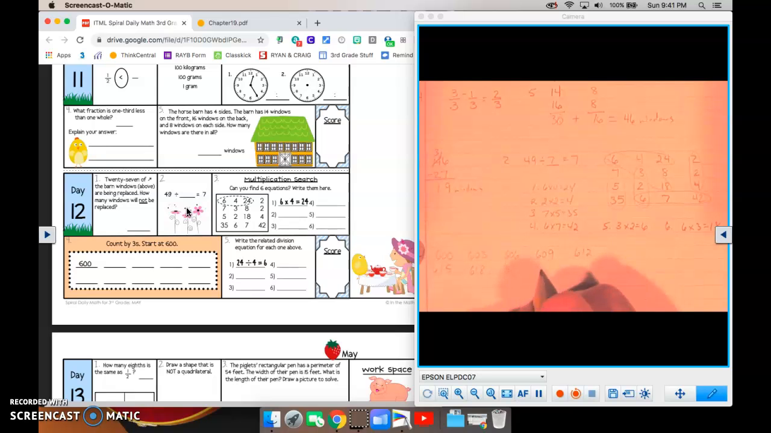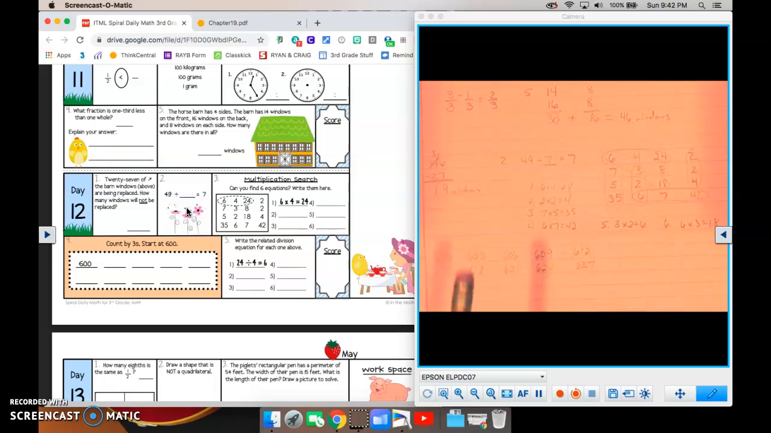621, 624, 627. So if you look at it, it's really just counting by threes, right? So there's 3, 6, 9, 12, 15, 18, 21, 24, 27. What would the next one be? Count it out to 30. 630. Woohoo!